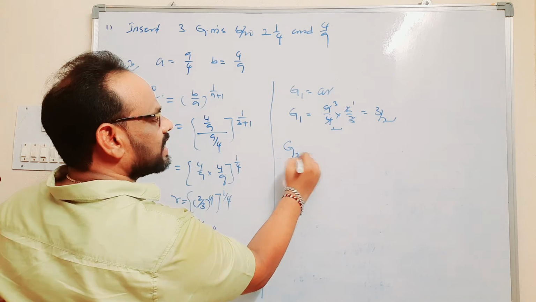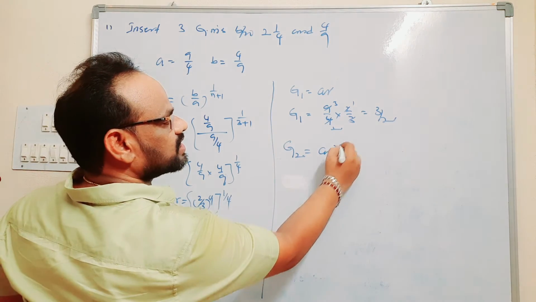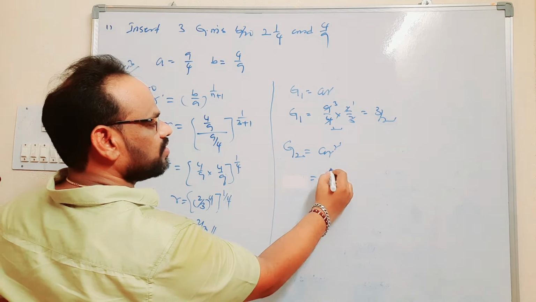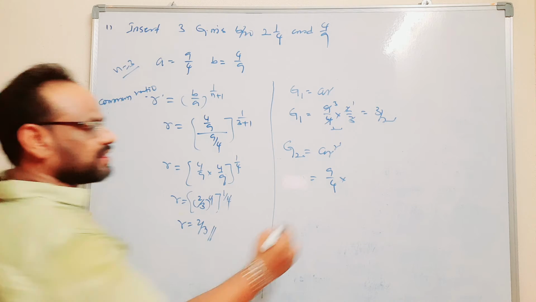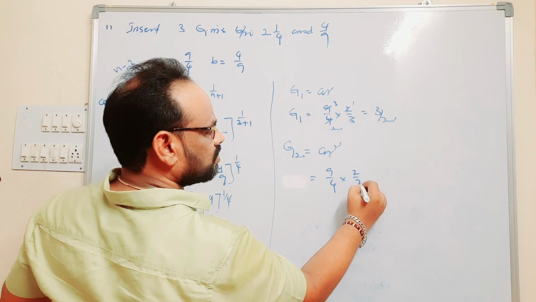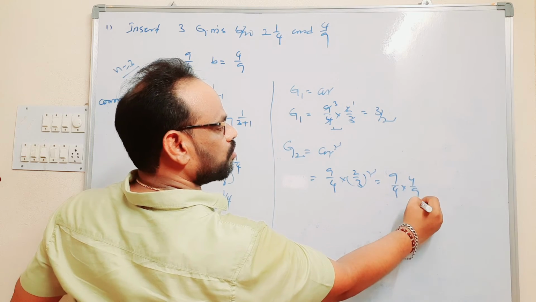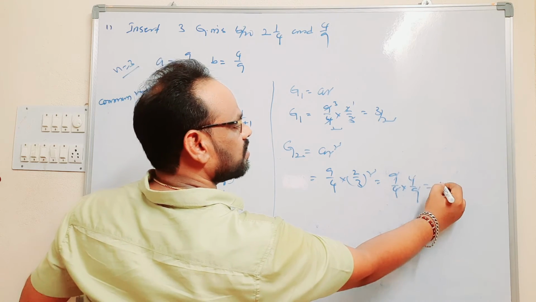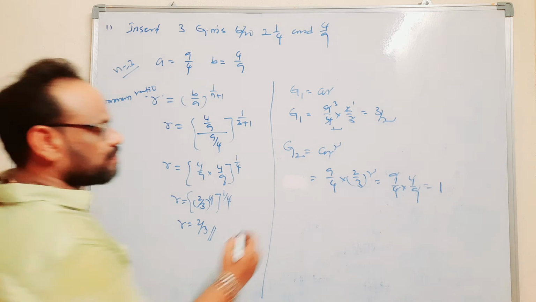We want the second geometric mean G2. G2 is nothing but AR square, which is equal to the A value 9 by 4 and R value (2 by 3) whole square, nothing but 9 by 4 into 4 by 9. The 4 and 9 get cancelled. 1 is the second geometric mean between the two given numbers.